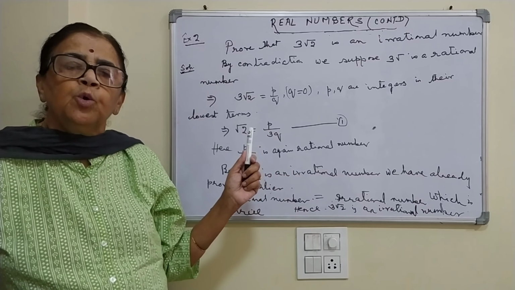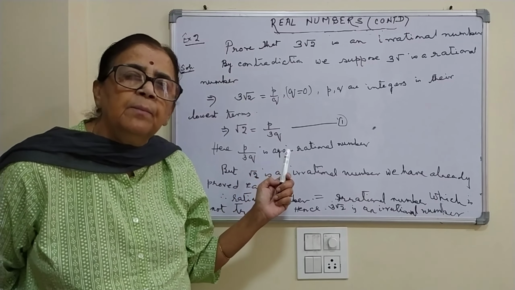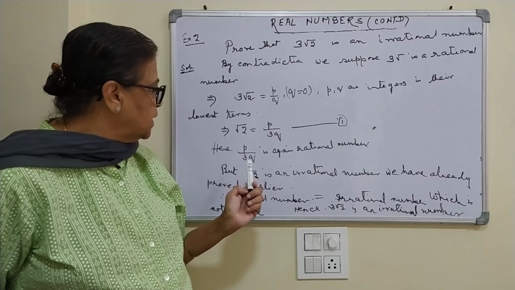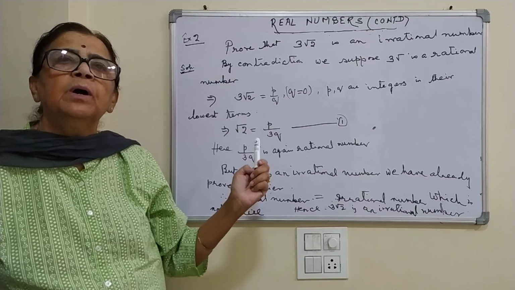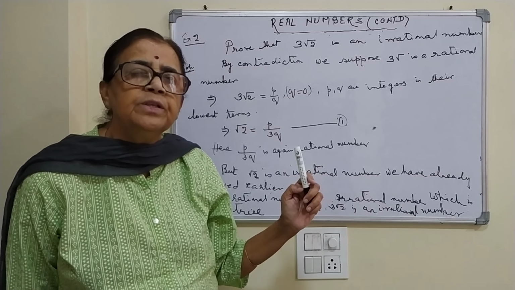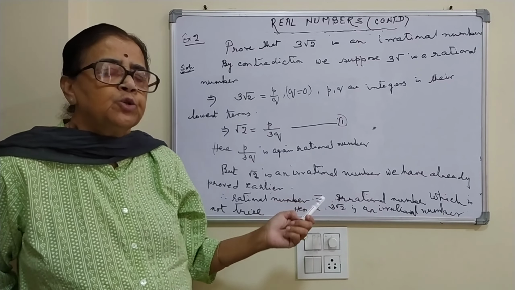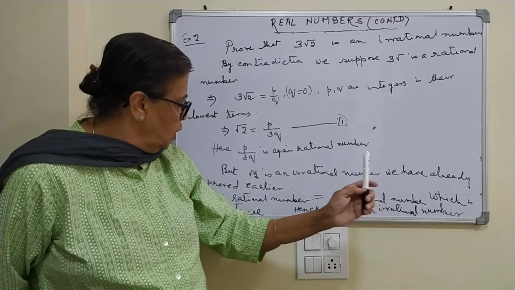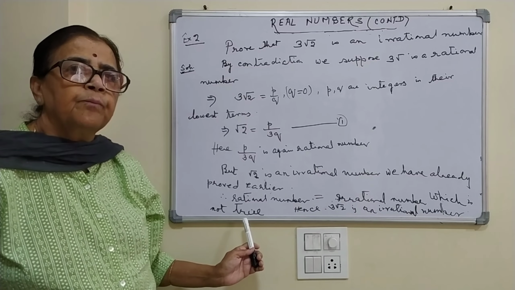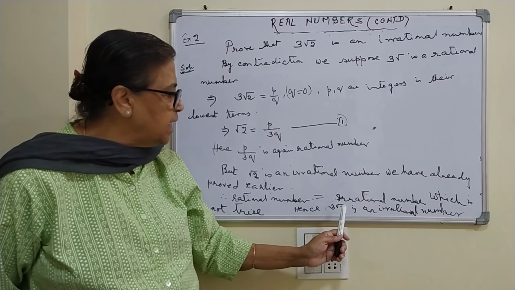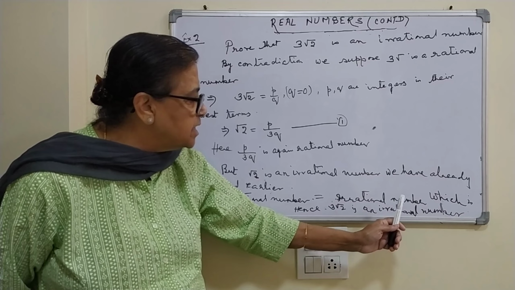That means root 2 is a rational number? No. Earlier we have proved that root 2 is an irrational number. So a rational number is equal to an irrational number, which is not true. Hence 3 root 2 is an irrational number.